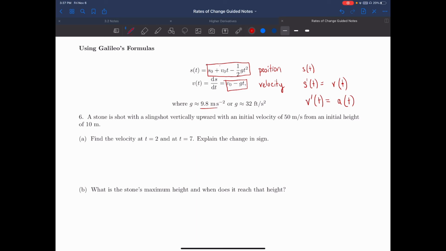Okay, so a stone is shot with a slingshot vertically upward with initial velocity of 50 meters per second from an initial height of 10 meters. Find the velocity at t equals 2 and t equals 7 and explain the change in sign.